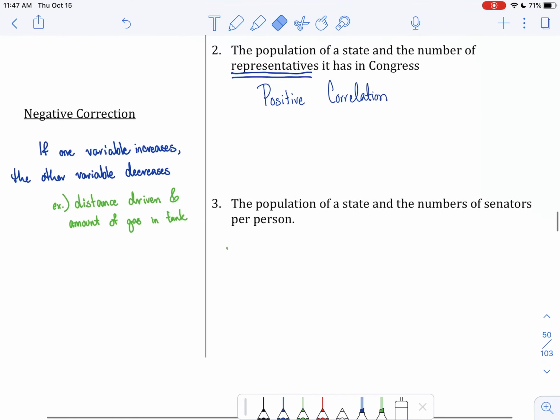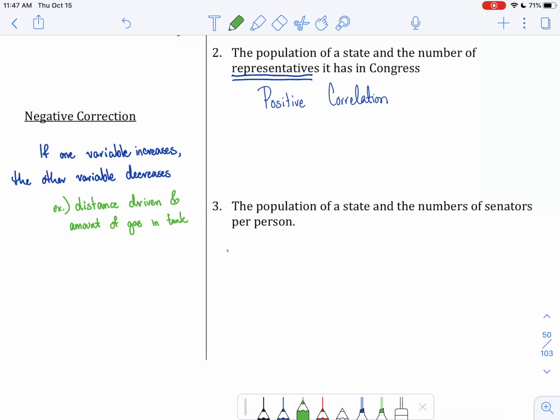Number 3, population of a state and the number of senators per person. So now you'll notice that this is very similar to number 1, but slightly different. This is a negative correlation.